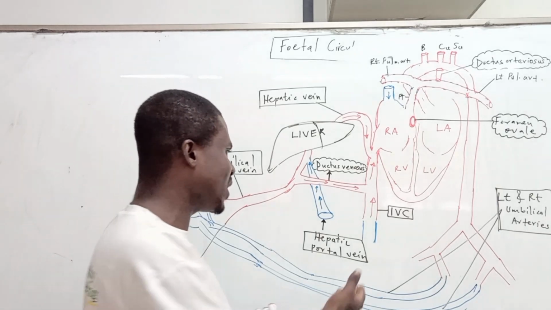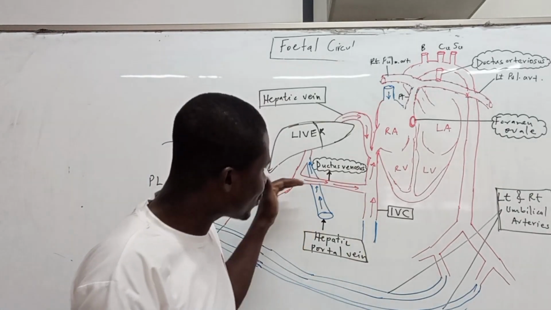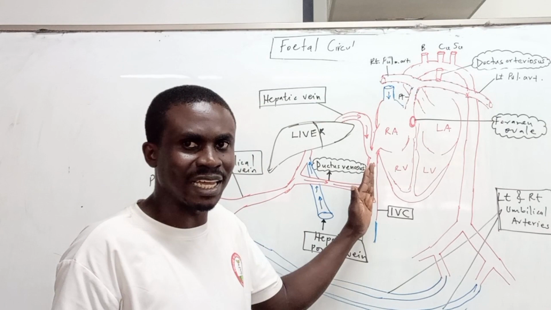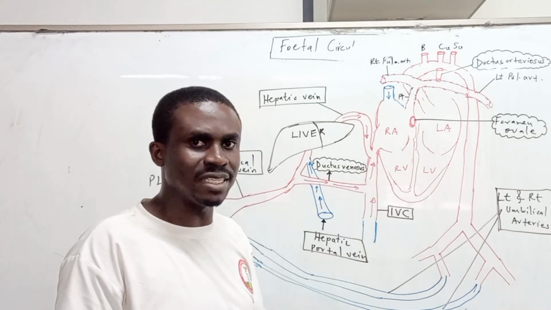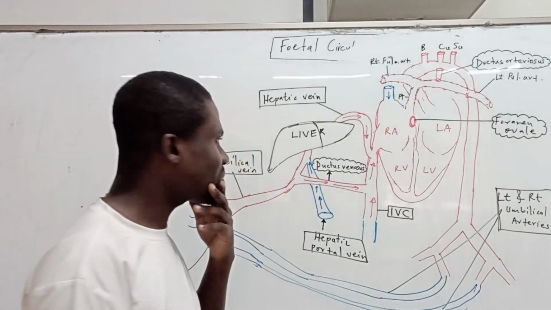Remember that the inferior vena cava is bringing oxygen-poor blood. But at this level, because a lot of oxygen-rich blood has got here, that's why I'm using red to demonstrate this area. That's number one.